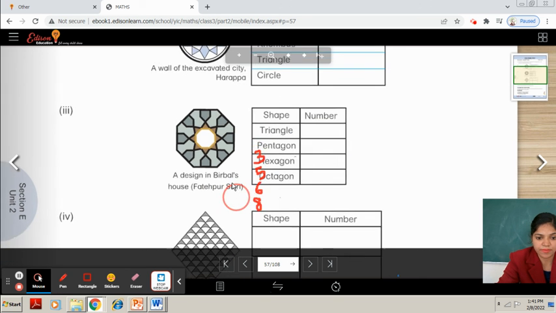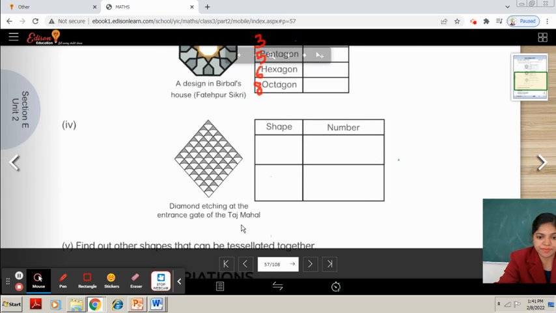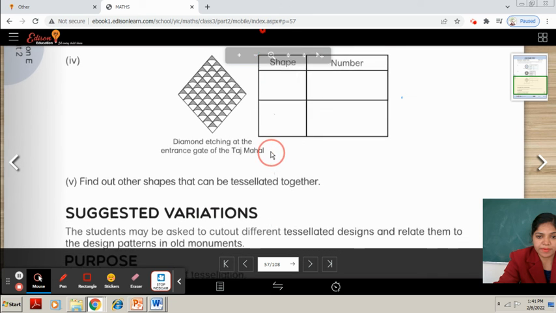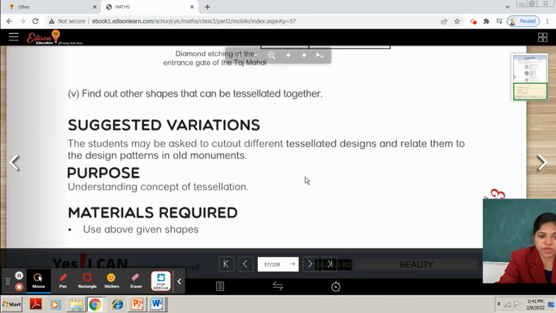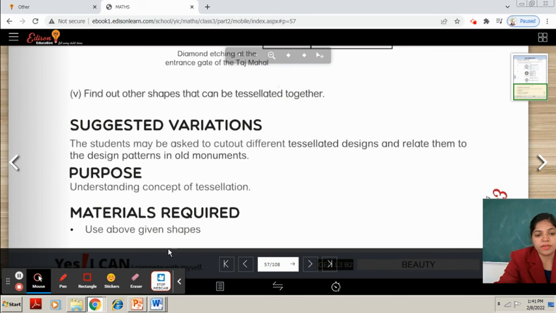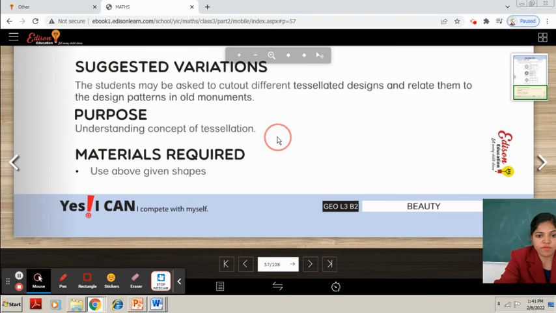Right, students? So now the fourth one is the design of the entrance gate of the Taj Mahal. Okay. So in this way, you can make tessellated designs. Okay. So students, what will you do? You can collect these designs from magazines. Okay, you can relate them to the designs and patterns in old monuments. Fine. So in this way you will understand the topic of tessellation.